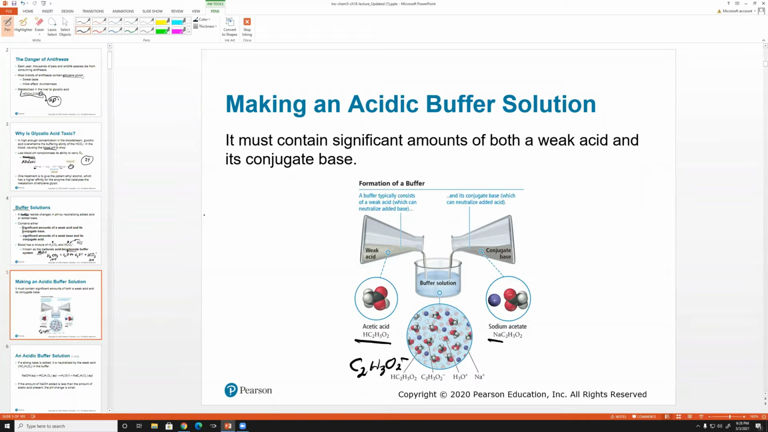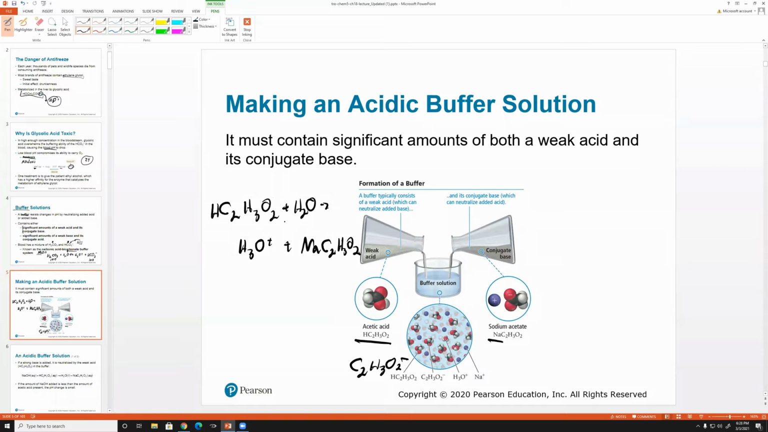The buffer is going to look like this in terms of equations: HC2H3O2 plus water makes H3O+ and NaC2H3O2. And some of you might be like, wait, professor, that's not balanced because look, there's Na.